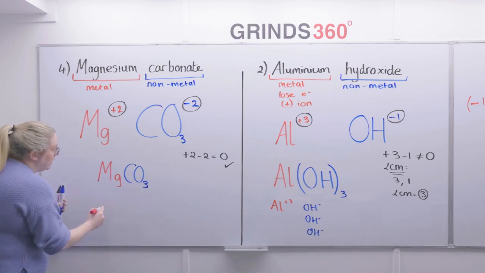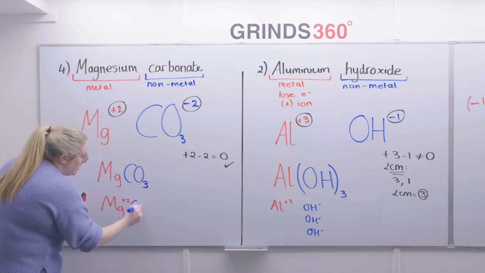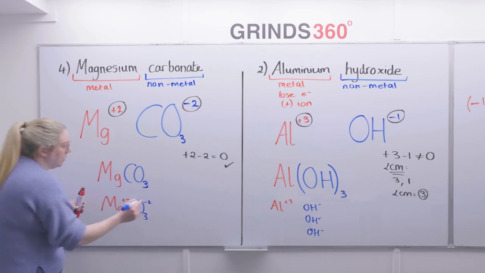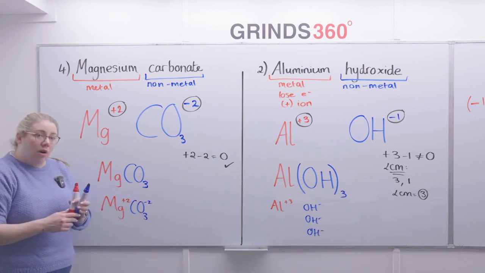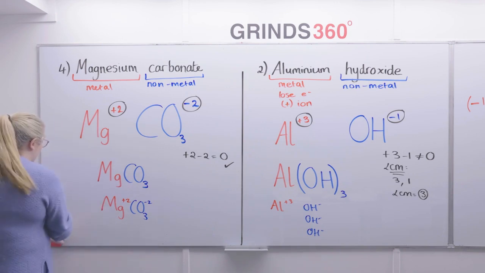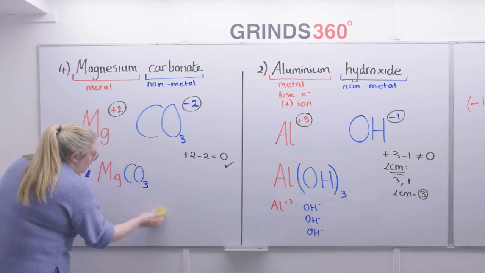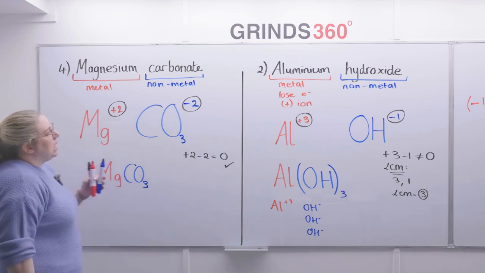If a student is to write that as Mg+2, and then beside it, CO3 minus 2 like that, that is actually wrong. That is not the formula of the compound. So just be careful of that. Don't put your charges in when it wants the formula of the compound, because that's what the question is always going to be asking you for.